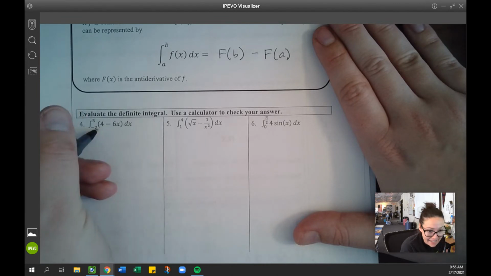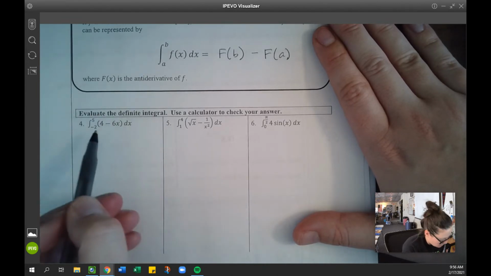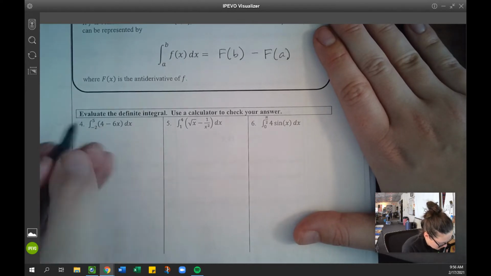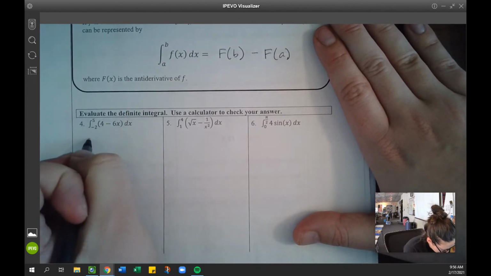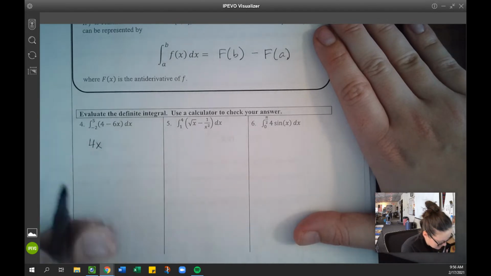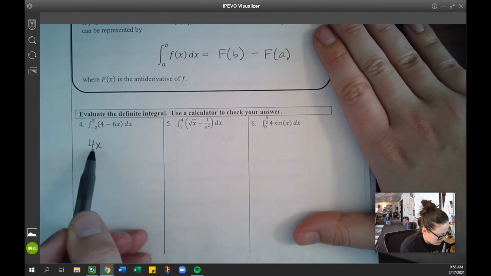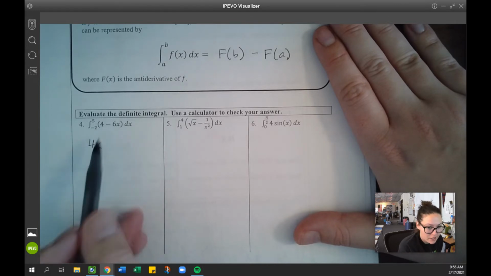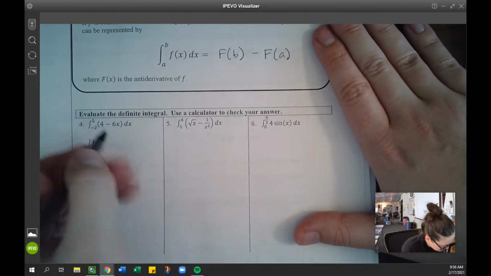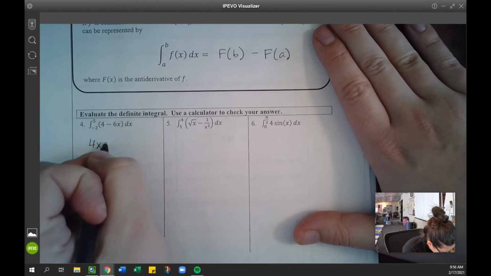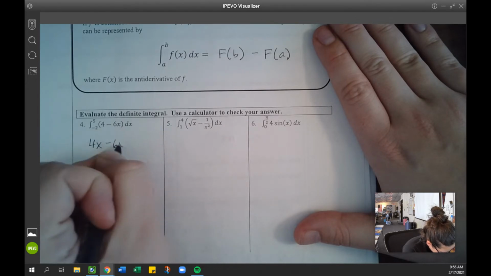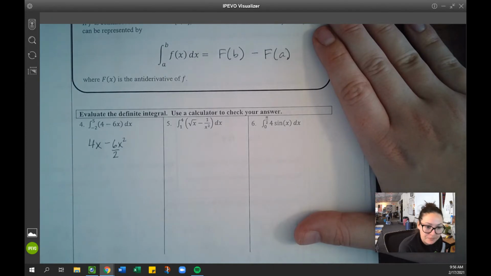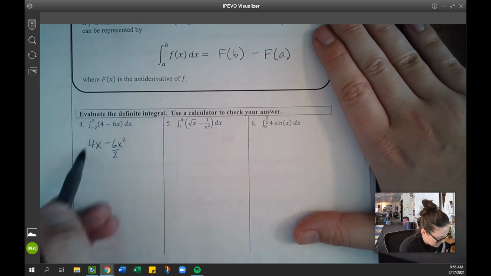Okay, so we have to find the antiderivative. So we're going to use our reverse power rule here. If I do the antiderivative of 4, I get 4x. And my mental check again is if I take the derivative of 4x, I get 4. So that's how I know I'm on the right track. All right, I'm going to increase my exponent by 1 and divide by that new exponent. So this is our antiderivative.